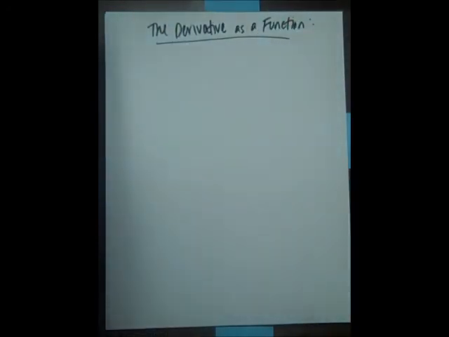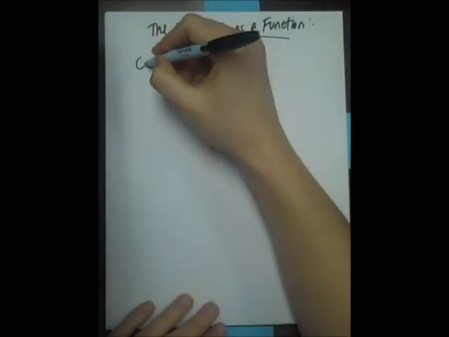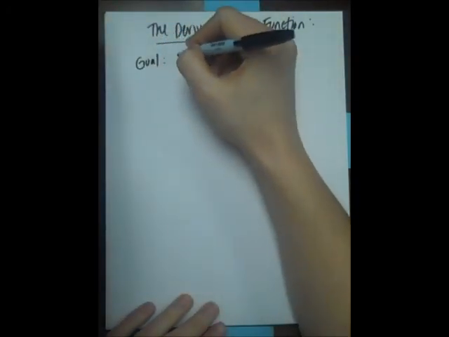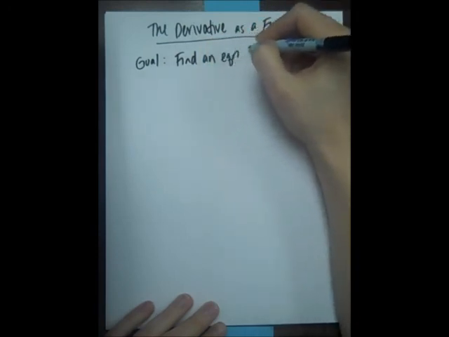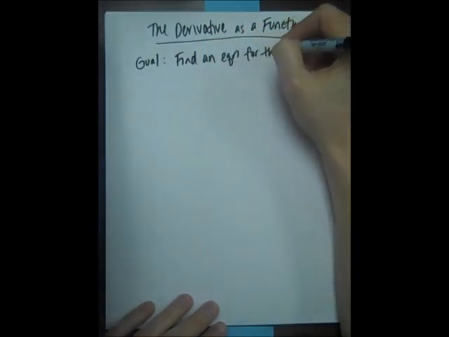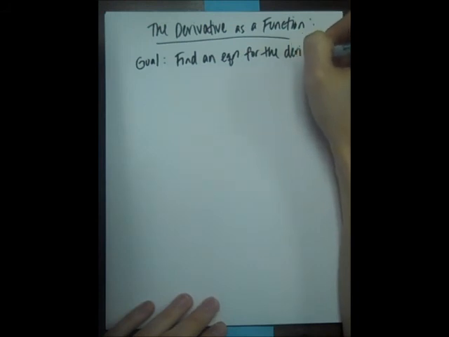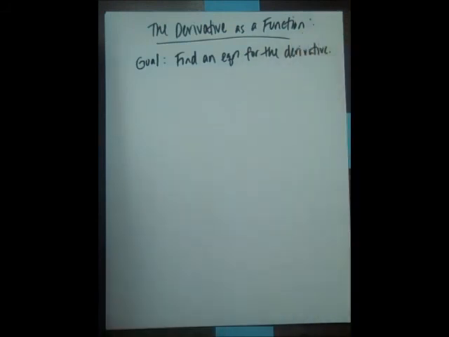So before, when we were finding something like f prime of 2 or f prime of 1 of the same function, that would involve two different limits. So the idea behind the derivative as a function is that we're going to find an equation for the derivative. Remember, the derivative tells you the slope of the tangent line or the instantaneous rate of change at that point, however you want to think about it.